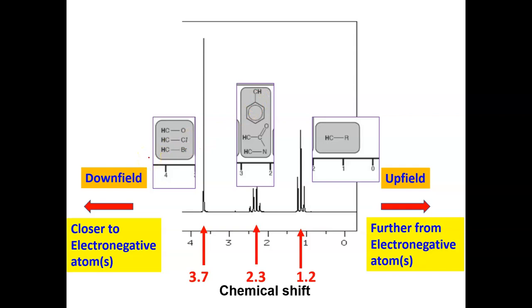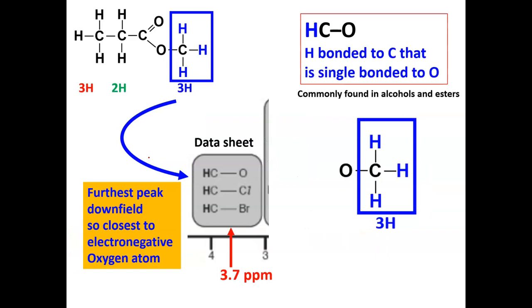Further downfield, really close to the electronegative atom, we've got hydrogen on a carbon single bonding to O. Well, that's again what we'd find in an ester, and that's the location. And you may be wondering, we can see where it is and we know the type of proton it is, but let's have a think about why we have this much less complicated signal for that one compared to the others further upfield.